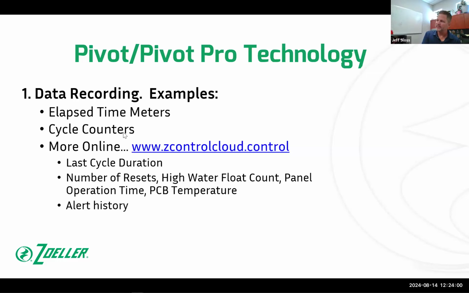And if your Pivot Pro was online, you'd see even more information. You'd see durations, reset counts, and just a lot more information. And you'd see a complete alert history for the panel. So when you walk up to a panel that's in alarm, you're going to see what the alert is. You'll figure that out. We'll look at that in a second. But once you clear it, that information's gone. If the panel's connected to the cloud, that's all retained in the cloud. So you have an ongoing history of all those alerts.